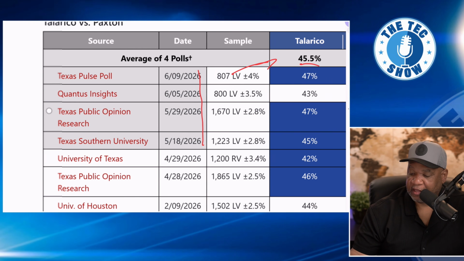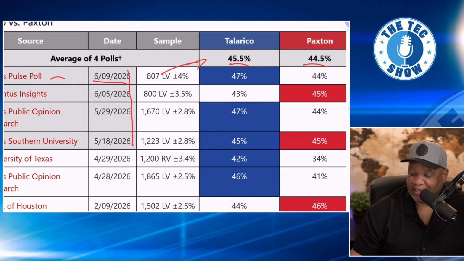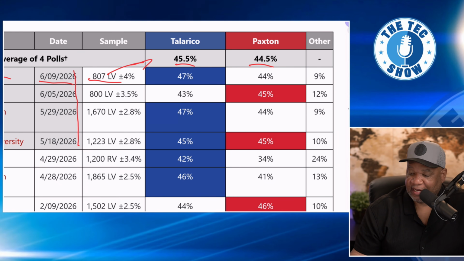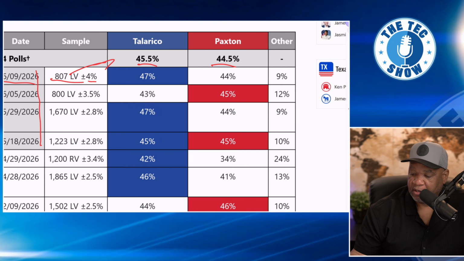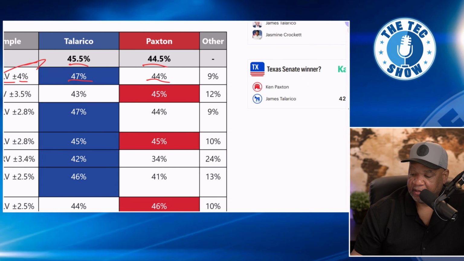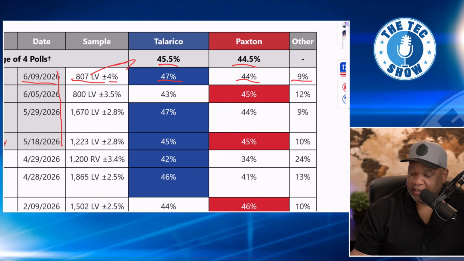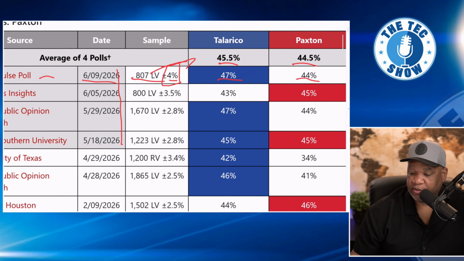Okay, so we're going to take a look at the latest poll. This was Texas Pulse poll, and this was posted on 6/9/2026. You have a sample size of 807 likely voters. You have the margin of error plus or minus 4%. You have Talarico at 47%. You have Paxton at 44%. And then you have other at 9%. Now, when you're looking at this, you see Talarico at 47, Paxton at 44. This is within that margin of error because the margin of error is plus or minus 4%. Okay, so there is no clear leader. And so I just wanted to mention that.